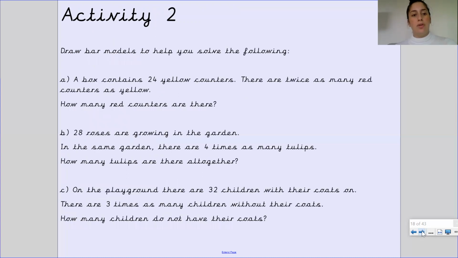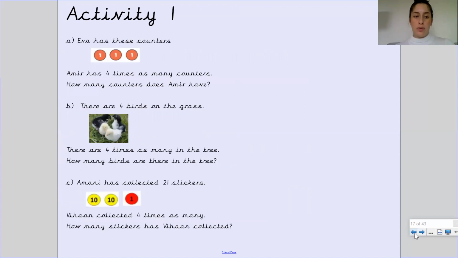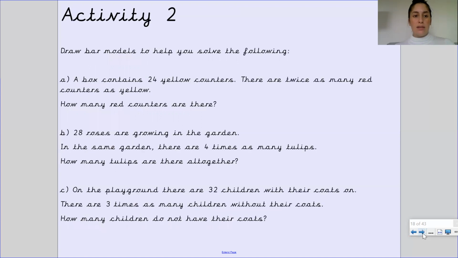This is activity 2, where you need to draw bar models to help you solve the following. So the first question is more pictorial. The second activity, you need to represent these questions using bar models and then solve them using your multiplication number sentence.